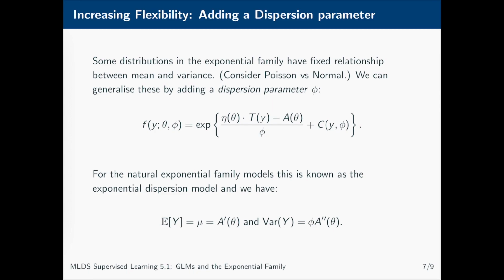The expectation of our response is the first derivative of our function a, and the variance of our responses is going to be our dispersion parameter times the second derivative of a. These relationships can be used to demonstrate several pleasing properties of the exponential dispersion model, which forms the basis of generalized linear models when our dispersion parameter is equal to 1, and the basis for quasi-GLMs when the dispersion parameter is estimated along with the model parameters.